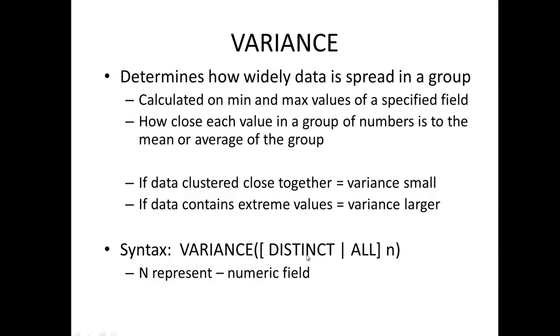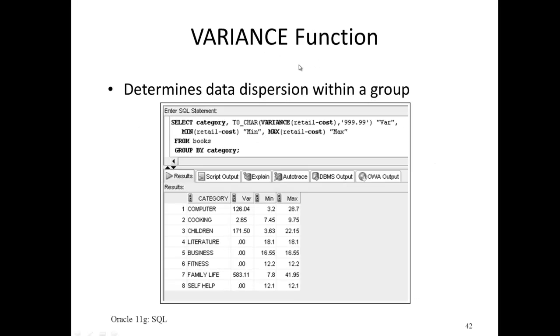Variance determines how widely data is spread in a group. Calculate on minimum and maximum values of a specified field. How close each value in a group is to the mean or the average of that group. If data is clustered close together, the variance would be small. If the data contains extreme values, very high, very low, the variance would be larger. The syntax. The word variance, in parens you can put distinct, you can put all, you can use n to represent a numeric field. The variance function.